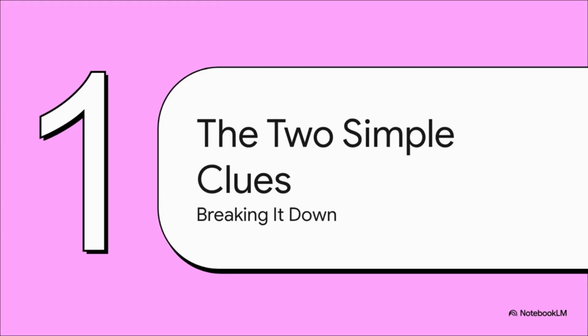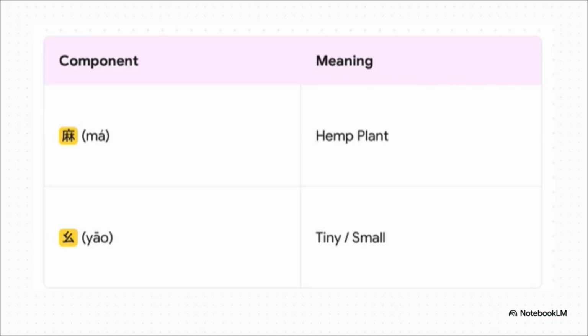The trick is to stop looking at it as one big, confusing shape and instead see it as two simple ideas stacked right on top of each other. And here they are. The top part, ma, means hemp plant, and the bottom part, yao, means tiny or small. So a hemp plant and the idea of tiny. I mean, what on earth could those two things possibly have to do with each other? It sounds kind of random, right?